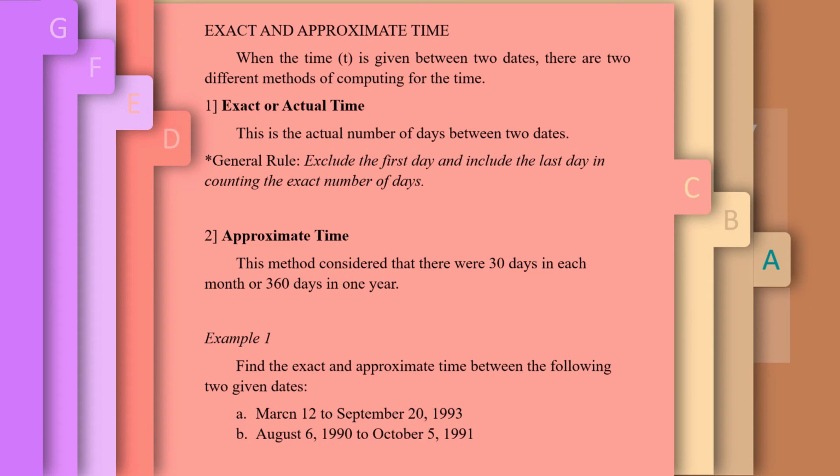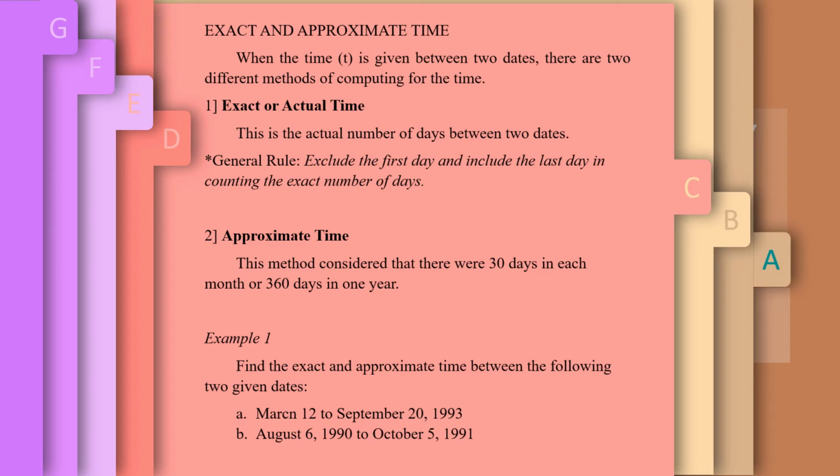How about when the time T is given between two dates? Do not worry, there are two different methods of computing for the time. First one is the exact or actual time, and the second one is the approximate time. This is the actual number of days between two dates. The general rule is to exclude the first day and include the last day in counting the exact number of days.